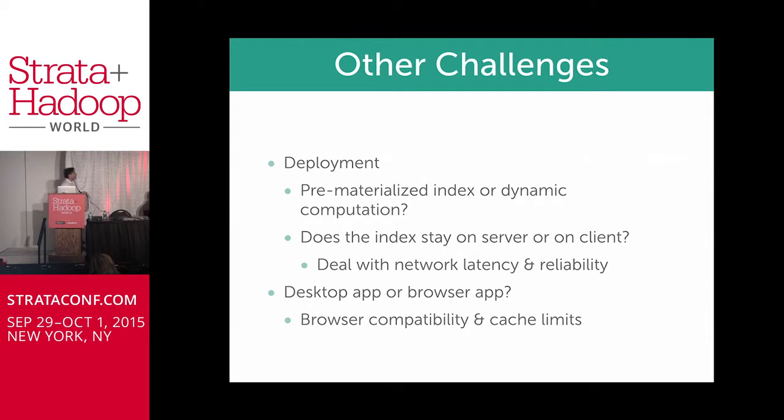There are a whole bunch of other challenges. How do we deploy this recommendation engine? Should we dynamically compute this recommendation engine based on all the statistics that we have, or should we pre-materialize an index? Because we have to match the speed of typing, it makes sense to pre-materialize an index. Now, where should that index stay? Should it be on the server or should it be on the client side to deal with network latencies and burstiness?